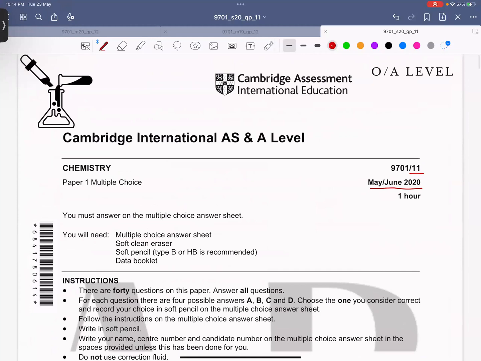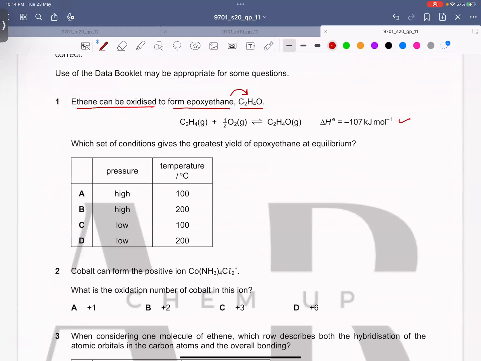Here we have question number 1. Here we have ethene, it is C2H4O. And then you are given a chemical equation in which 1 mole of ethene is reacting with half a mole of oxygen, forming epoxyethane, and it is a gas, and the enthalpy change given over here is minus 107, which means it's an exothermic reaction. Which set of conditions gives the greatest yield of epoxyethane at equilibrium?